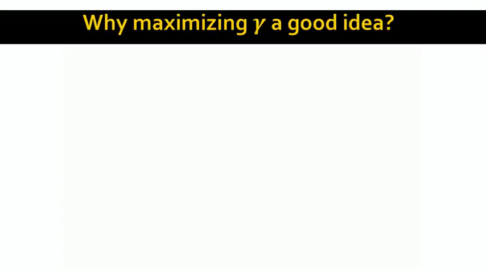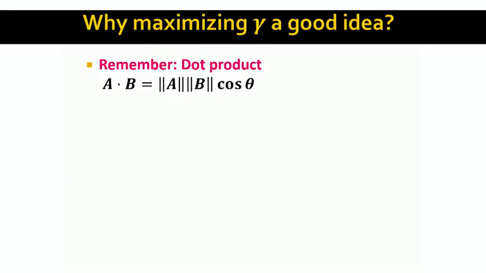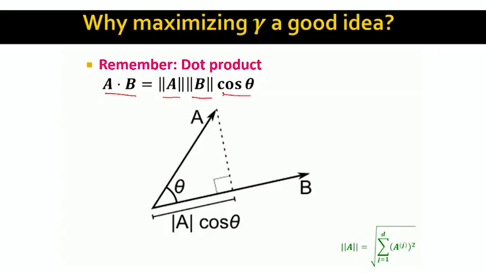How can we compute the value of the margin? The way we will reason about this is that first we need a simple fact from linear algebra. It's a fact about the dot product. If you think about the dot product between vectors A and B, the value of the dot product is simply the length of vector A times the length of vector B times the cosine of the angle between the two vectors.